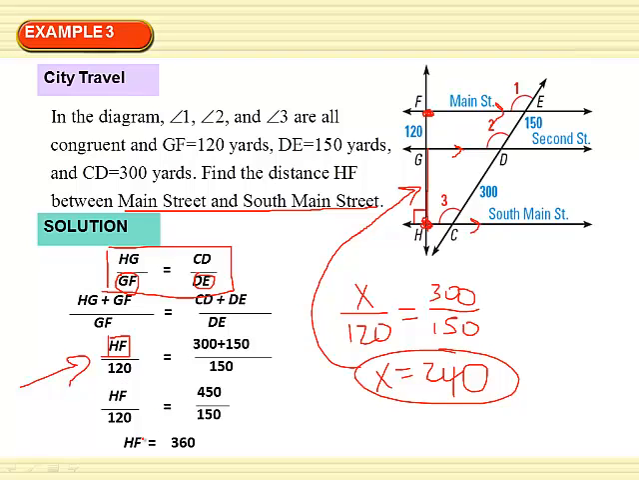But again, if you don't understand that, what you're going to have to do is say, okay, well, I know that 240 is HG. I have to add GF to get the entire length, which we know GF is 120, and you still get 360 here, the entire length. So whatever way makes sense to you, this is where the creativity comes in mathematics.